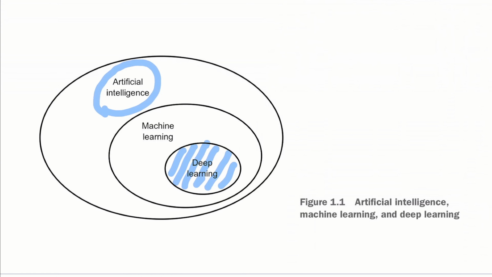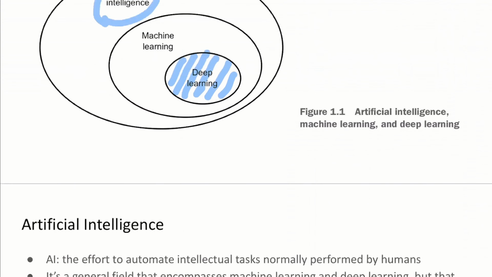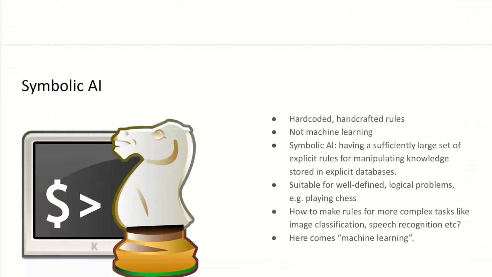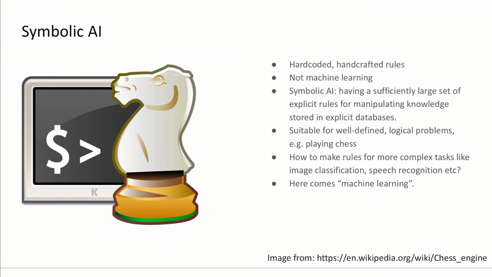Now we will start with some definitions of artificial intelligence. So what is AI, or artificial intelligence? It's the effort to automate intellectual tasks normally performed by humans. And it's a field that encompasses machine learning and deep learning, but that also includes many more approaches that may not involve any kind of learning.